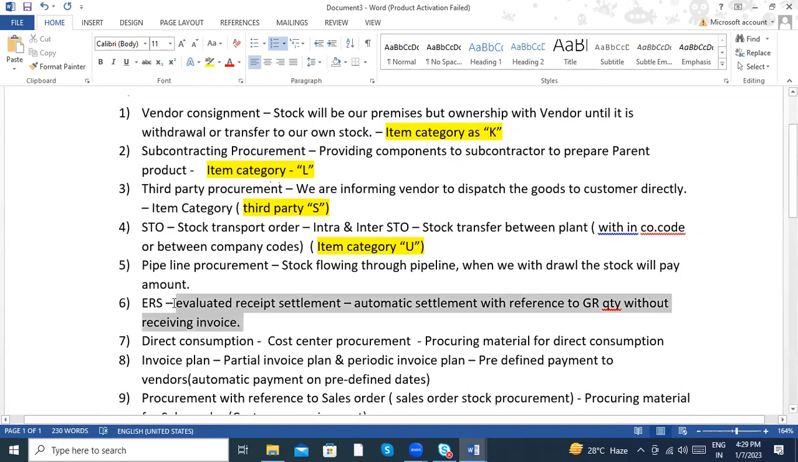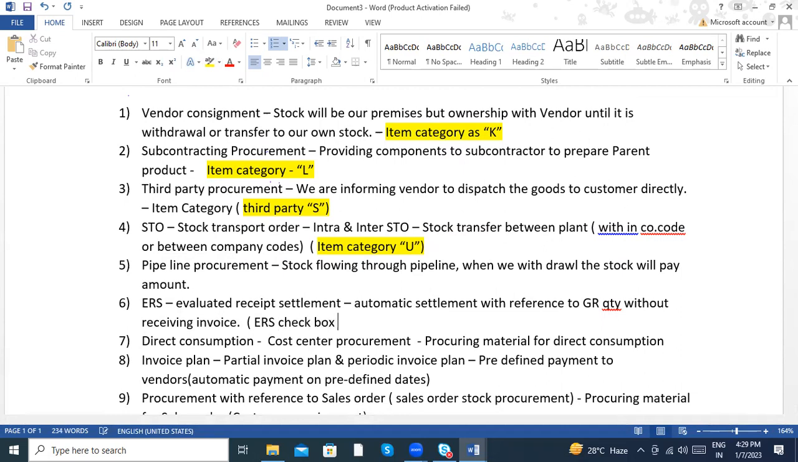And evaluated receipt settlement, at the time of PO, there is a checkbox. There are some predefined settings, but the ERS checkbox is mandatory here. That is one identification for ERS when we go to the PO. When you select the ERS checkbox, even if it is a standard process, the system will understand that you are not expecting any invoice from the vendor. So it is automatic settlement.